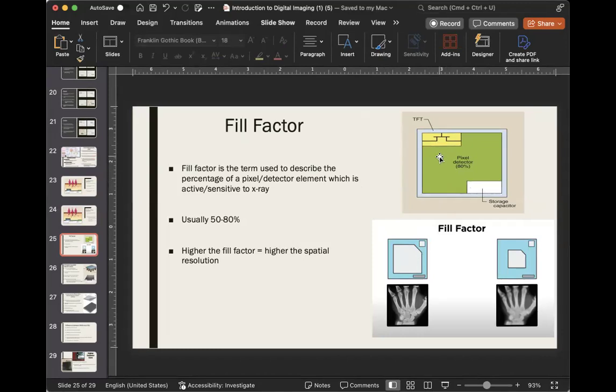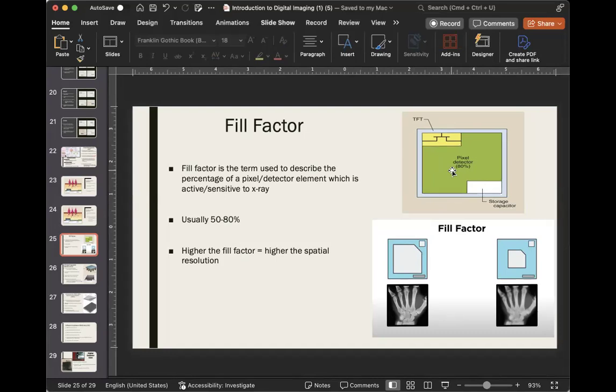And so why the fill factor is usually 50 to 80% is because it couldn't be 100%. There has to be some way we can transfer that information to our computers, right? So that's that thin film transistor. There's also a storage area in case we need to store some of that information here. And so there's always going to be some areas that won't be sensitive to X-ray. But the higher percentage of sensitivity to X-ray our detector element is, the better the resolution.